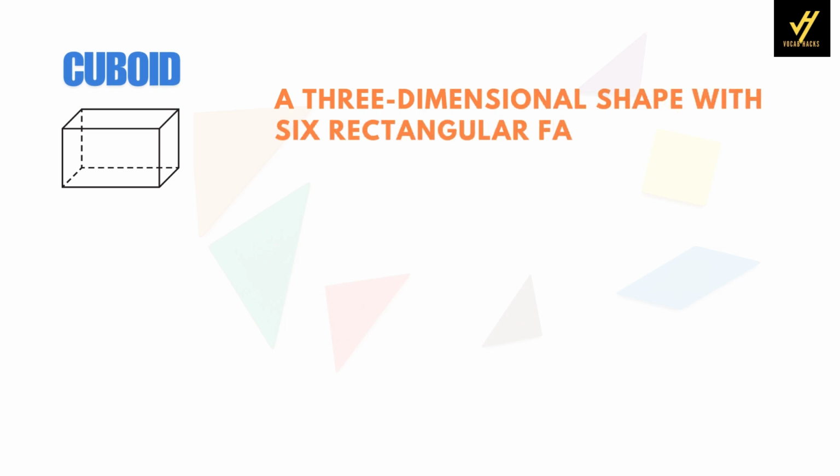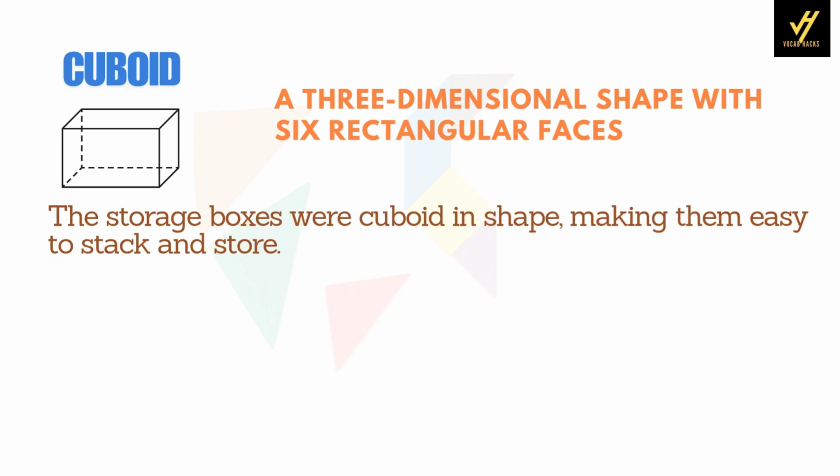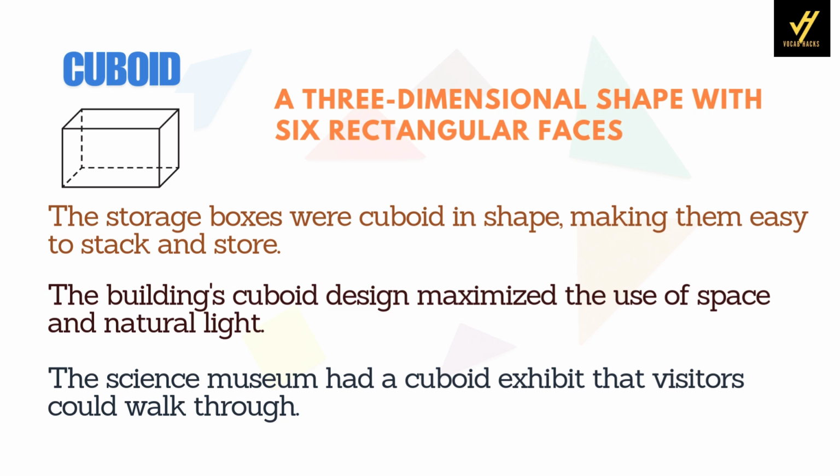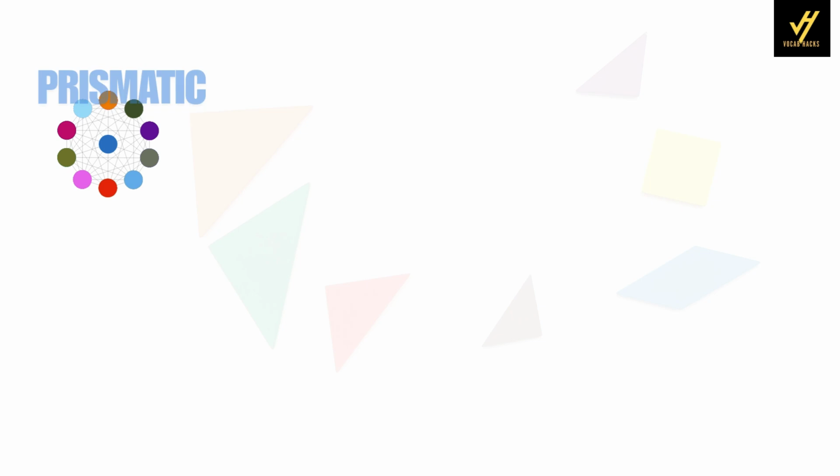Cuboid, a three-dimensional shape with 6 rectangular faces, the storage boxes were cuboid in shape, making them easy to stack and store. The building's cuboid design maximized the use of space and natural light. The Science Museum had a cuboid exhibit that visitors could walk through.